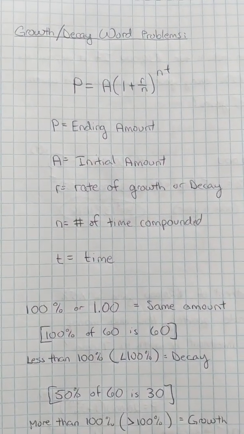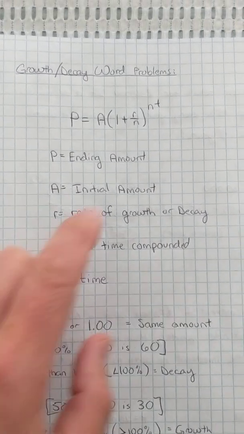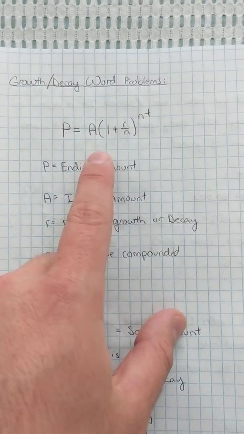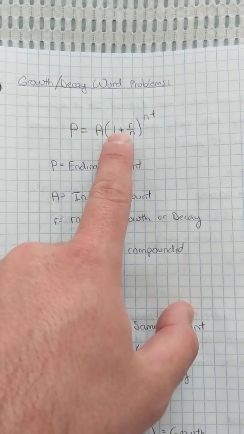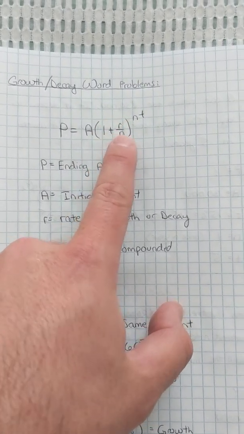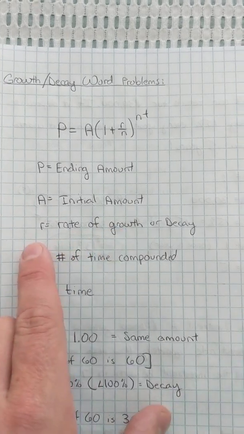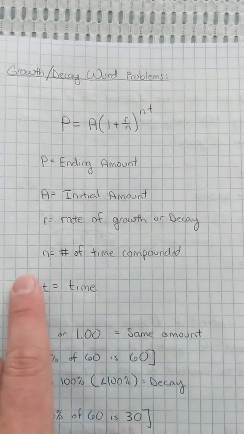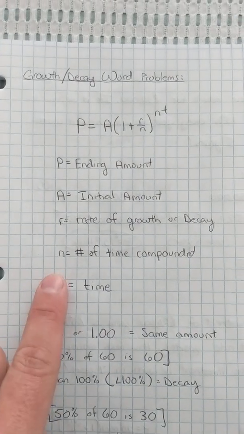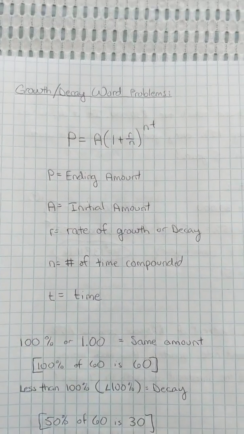So anyway, P is the ending amount that it's going to equal. A is going to be our initial amount, so whatever we're starting with. Then it's going to be 1 plus, 1 being 100% of whatever we have, plus whatever's going on. R is the rate of growth or decay. Make sure this is always in decimal form. N is the number of times compounded, so how often it happens each year. And then T is the time, the number of years, or whatever we're talking about.